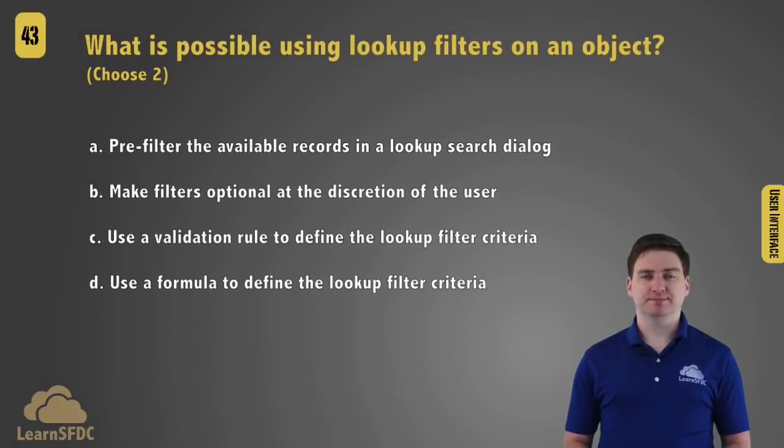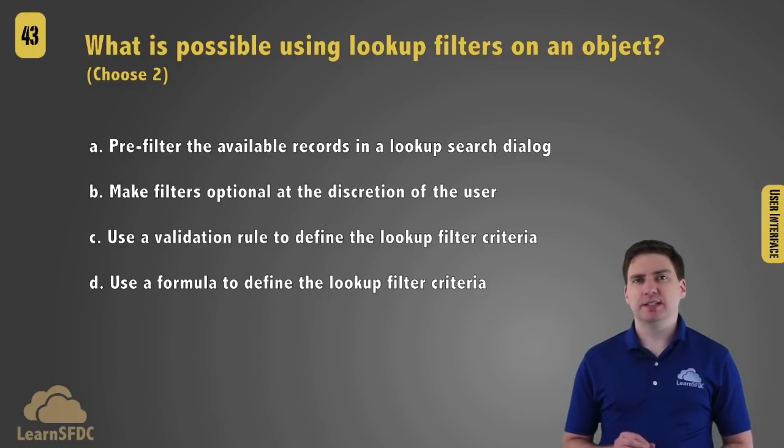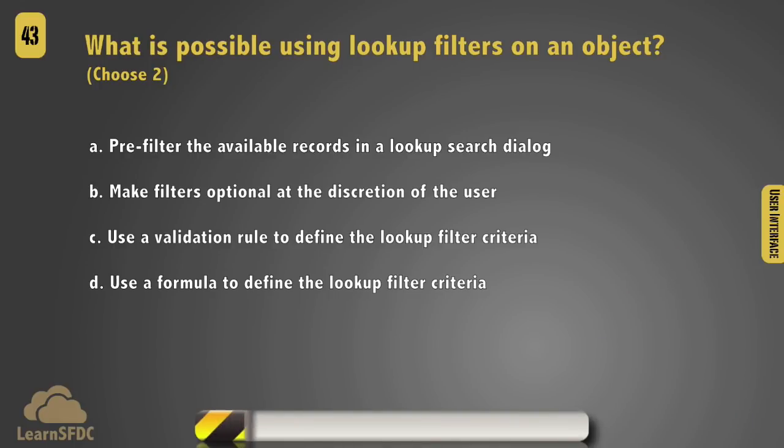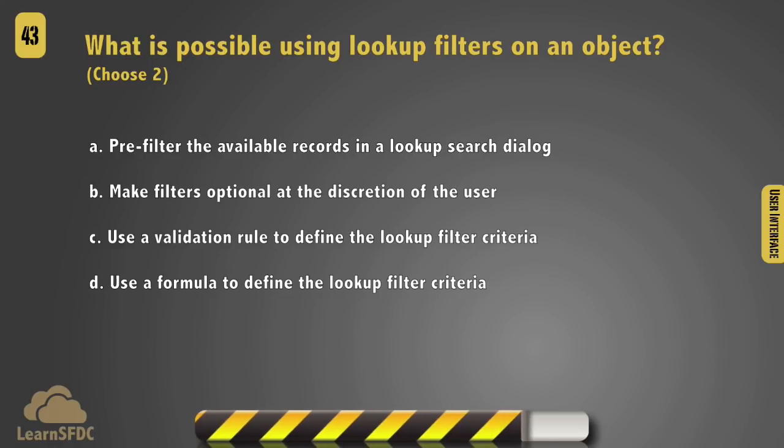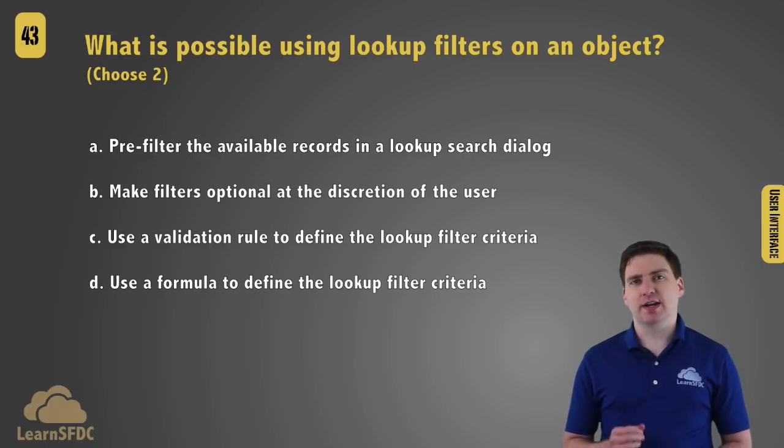Question 43. What is possible using lookup filters on an object? A. Pre-filter the available records in a lookup search dialog. B. Make filters optional at the discretion of the user. C. Use a validation rule to define the lookup filter criteria. D. Use a formula to define the lookup filter criteria. The correct answers are A and B.